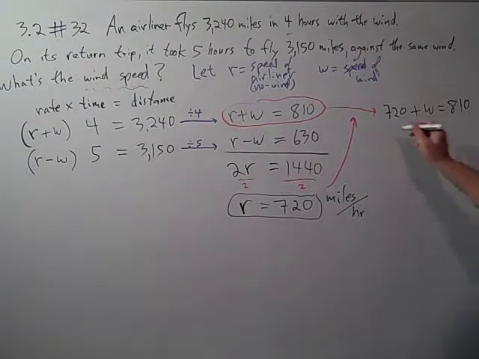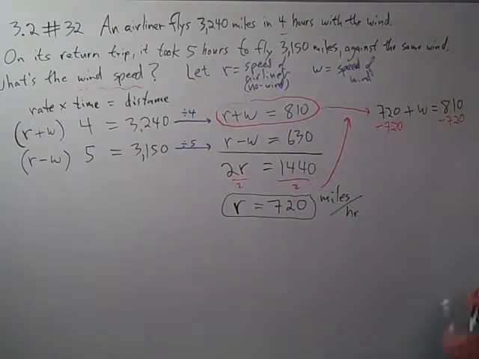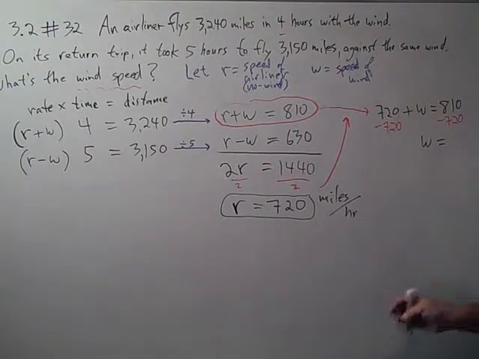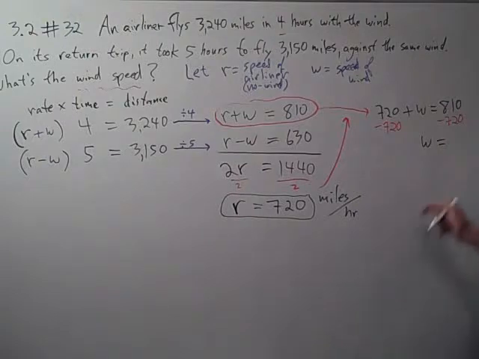So all we have to do is subtract 720 from both sides. And we find the difference is 90. So the wind is blowing at a rate of 90 miles per hour. And the airliner was flying at 720 miles per hour. But this is what the problem was asking for, the wind speed, 90 miles per hour.